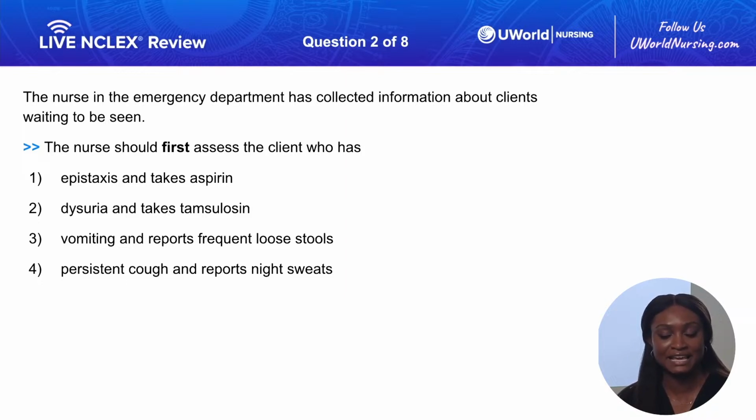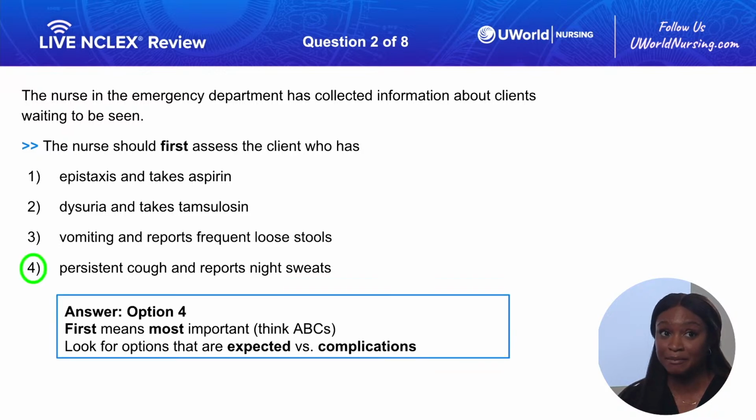So this one definitely is a little bit more tricky, but the correct answer is option 4, persistent cough and reports night sweats. With these answers, you want to figure out, if it's not blatant like epistaxis, what diagnosis they would be having. Epistaxis gives you the diagnosis, and takes aspirin. Unfortunately, this would be an expected finding if you are taking the aspirin, which is an antiplatelet medication. So that would be a nosebleed. You would expect sometimes, unfortunately, to have a nosebleed.